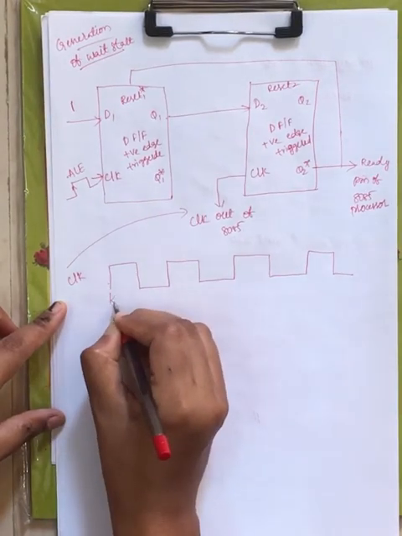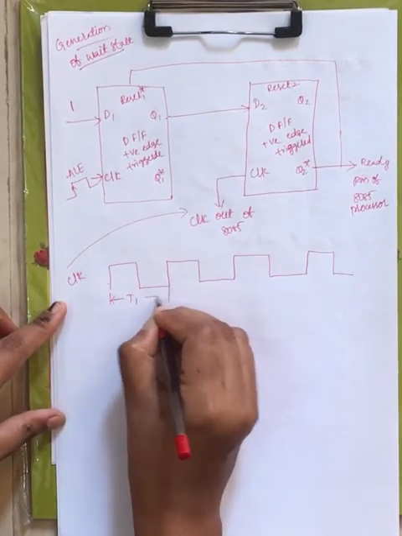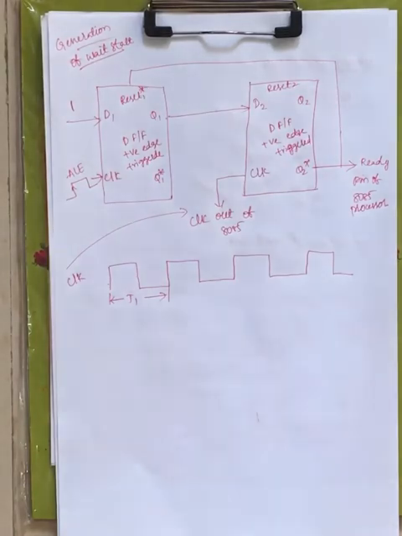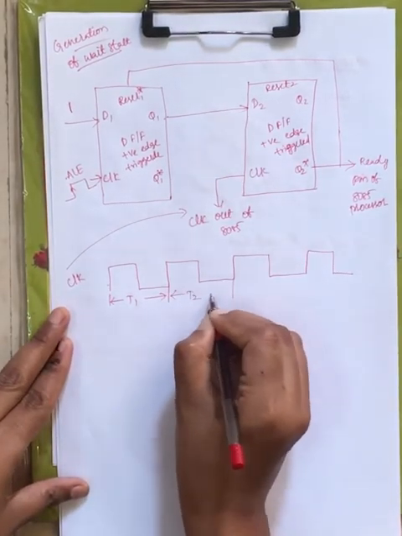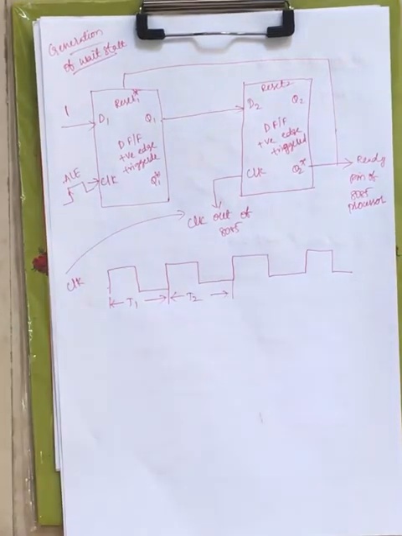Now till here it is one complete cycle, that we call time cycle 1, that is T1, right? Till here one complete cycle, that we call T2, T3, T4, and so on, right? Now this is the clock signal that is given as input to your D flip flop.